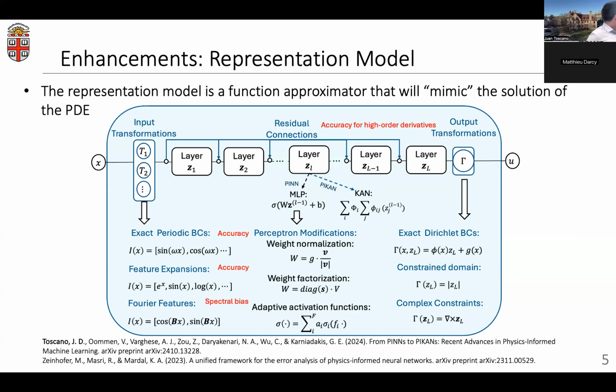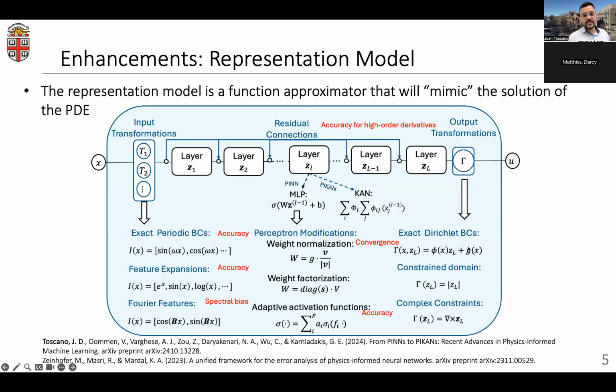And this is what we have. Due to the maturity of the MLP, there are a lot of enhancements of the MLP that make them work a little bit better. For example, we can do some weight normalization, which will accelerate convergence, and which is something similar to weight factorization. And we can add some adaptive activation functions, which will also help us with accuracy. And on the other hand, we will have some KANs, and I'm going to talk about KANs in the next slide.